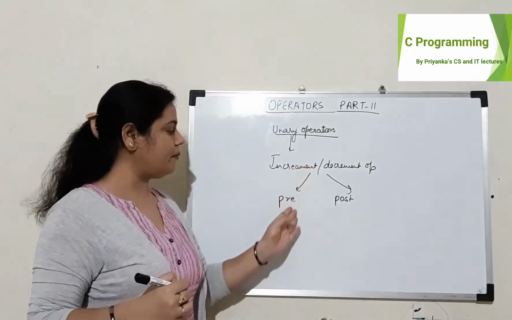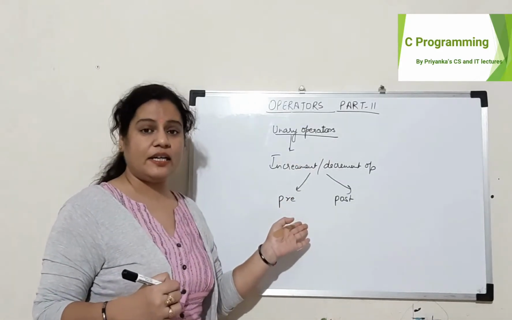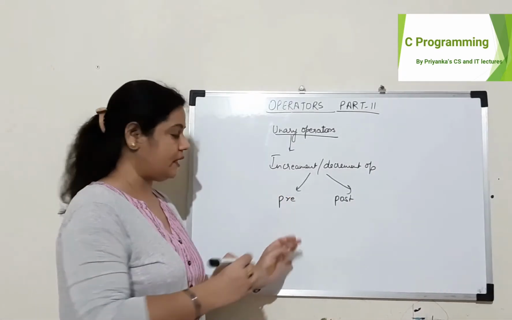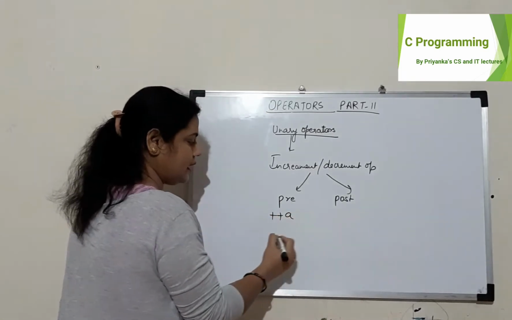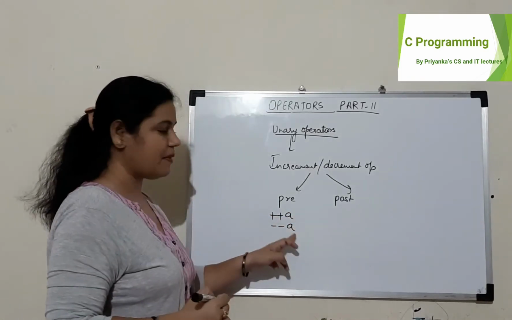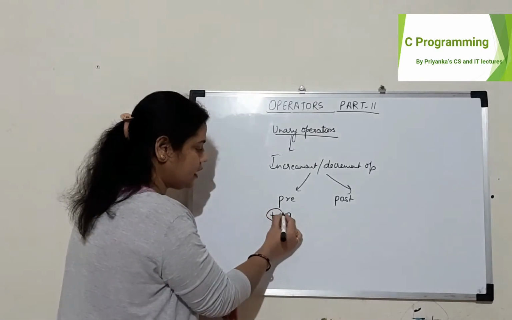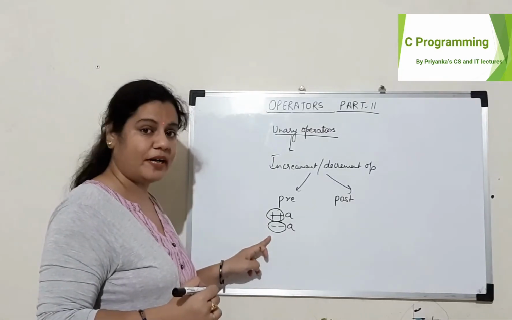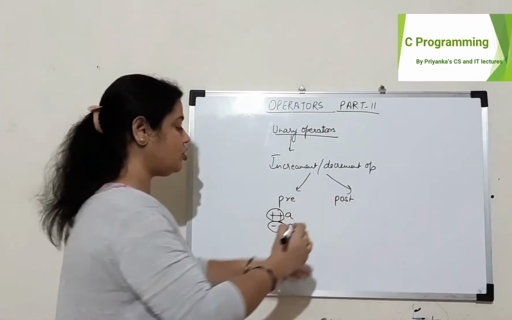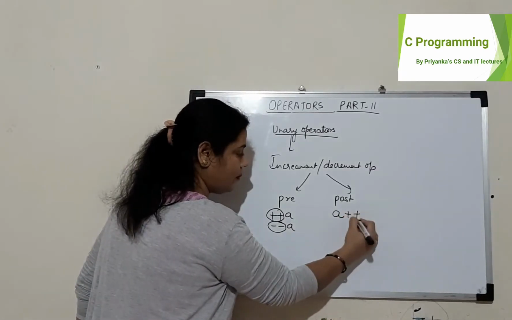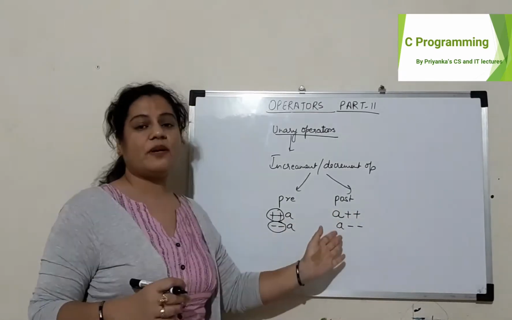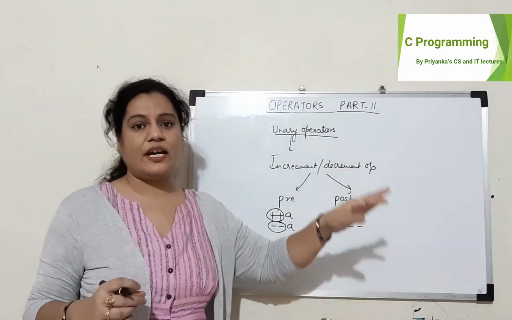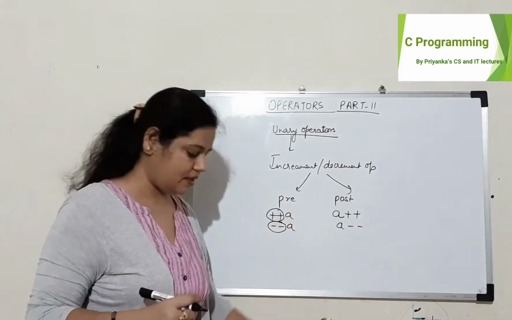In pre-increment/decrement, as its name indicates, the operator has to be used before the operand, like ++a for increment and --a for decrement. This is a single operator: this is the increment operator and this is the decrement operator. In post-increment/decrement you first use the operand, then the operator, like this. By default it increments or decrements the variable by 1.